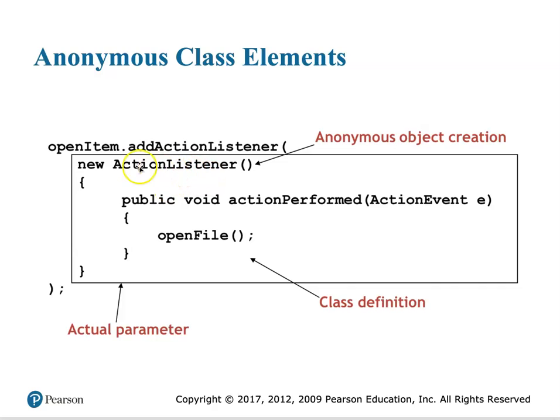So the new operator creates the object. Action listener is going to be our object of the type, which is the interface. It's anonymous. So new action listener, there's nothing inside the parentheses. Okay, so that's anonymous, but we're going to create the action listener anyway. And remember, action listener as an interface requires us to implement action performed. So the object creation is this class definition here, and this whole thing is the parameter that's being passed to the add action listener.